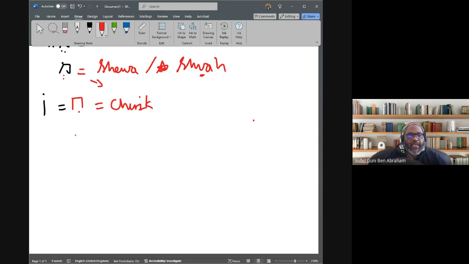Sometimes the E sound is accompanied with a yud. In most cases in the Bible, when you see an E sound, it's going to be a chirik plus yod to express E. Sometimes you will not see a yud. Sometimes it will just be chirik on its own. For example, the word mi, which means from.